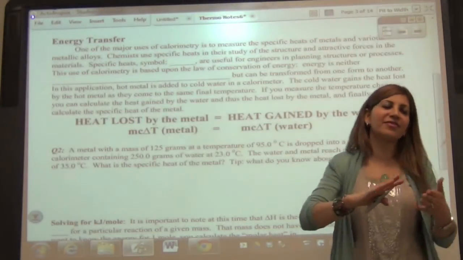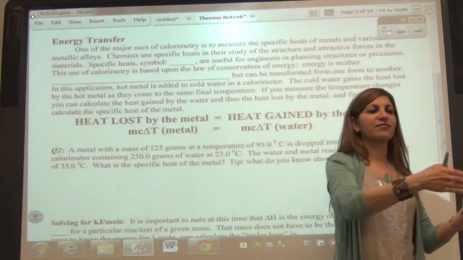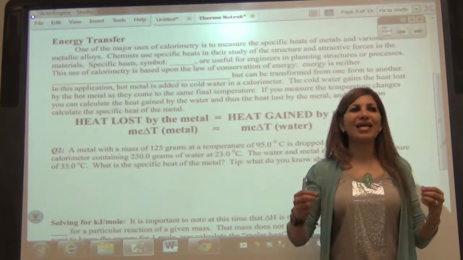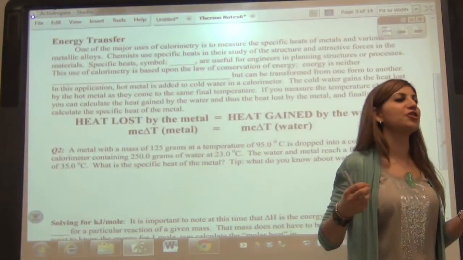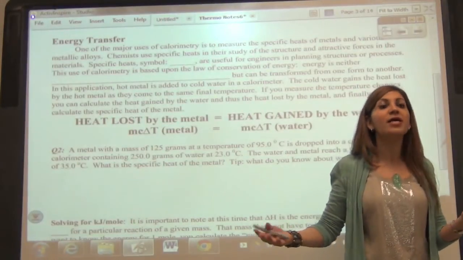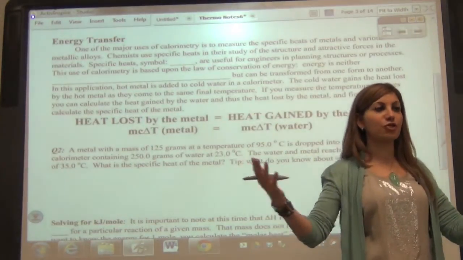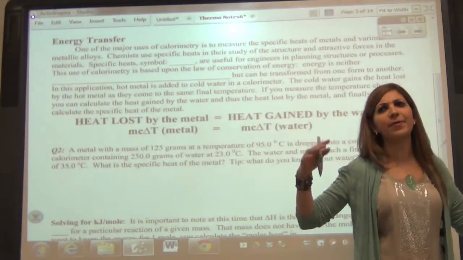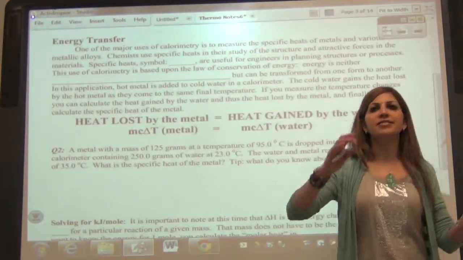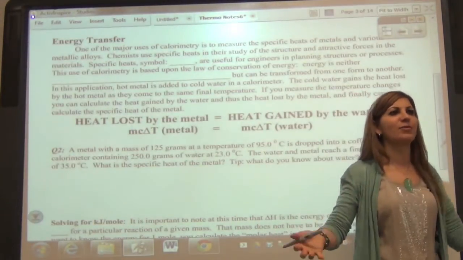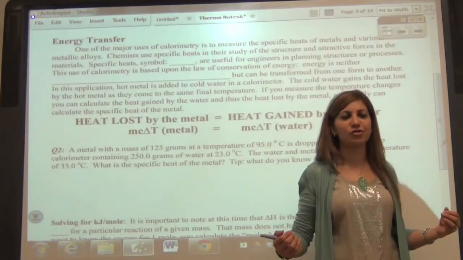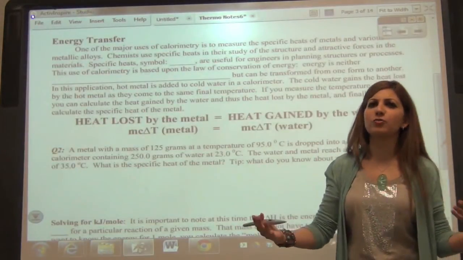What the scientists did was figure out the specific heats of other things. Now you're thinking, why does this matter to me? Outside of chemistry, like in architecture, engineers building a home want to know what substance to use on the outside, maybe for roofing or siding. Different substances absorb different amounts of energy. Maybe you want it absorbing a lot of energy, maybe you don't. So those materials will make a difference.